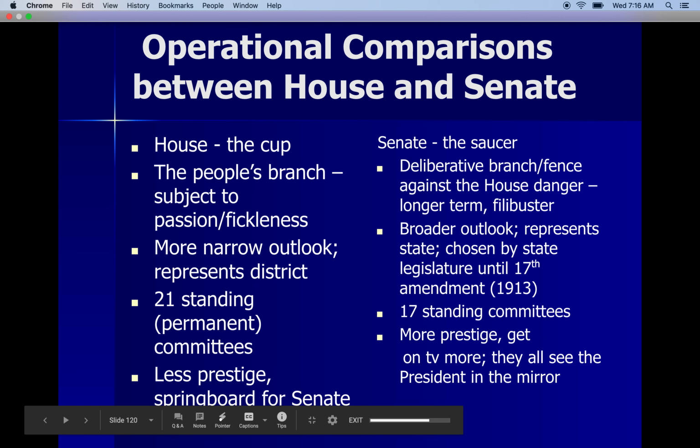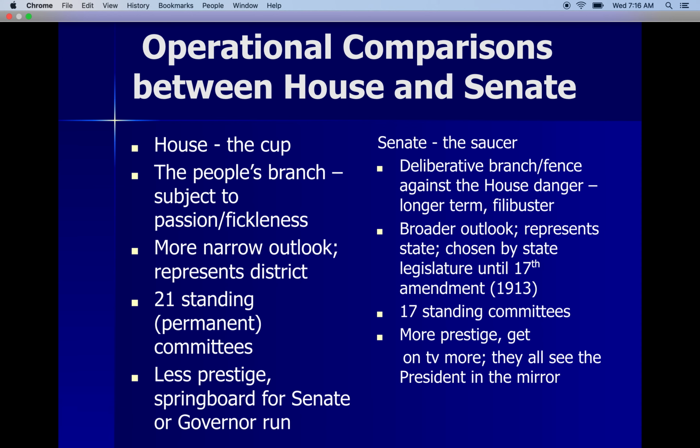It's said that every senator, when he looks in the mirror in the morning, when he's shaving or fixing her hair, or whoever the senator looking in the mirror in the morning, sees the next president. All right, so it's a bigger deal. It's the upper house. They don't really rely on the people quite as much.